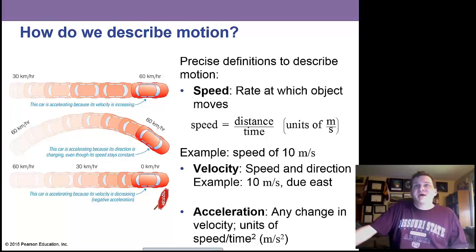So here are precise definitions to describe motion. There's speed. Speed is the rate at which an object moves. It's distance divided by time. This does not include a direction. Velocity is the same thing as speed, but has a direction. So you see the example here, 10 meters per second due east. That's the difference between speed and velocity. And then acceleration is any change to a velocity, as when you speed up in your car.